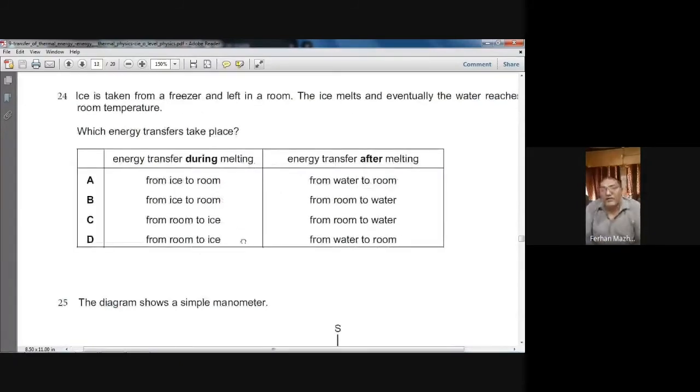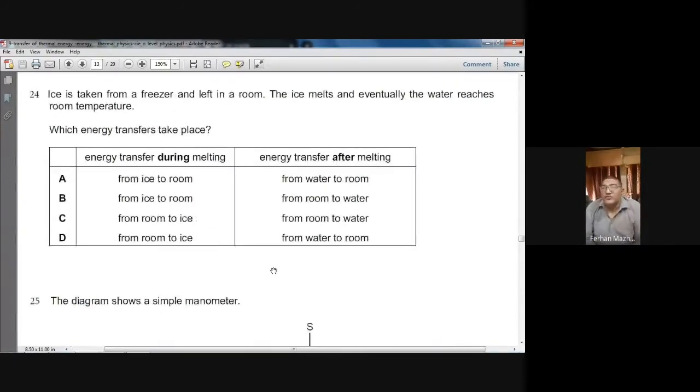Ice is taken from a freezer and left in a room. The ice melts and eventually the water reaches room temperature. Which energy transfer takes place? Energy transfer during melting. The energy will be transferred when the ice is melting. The energy is transferred from the surroundings to the ice.